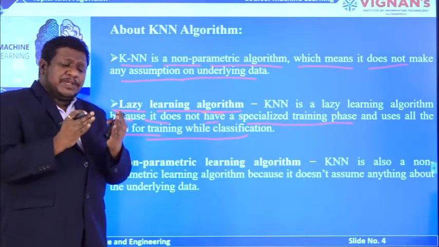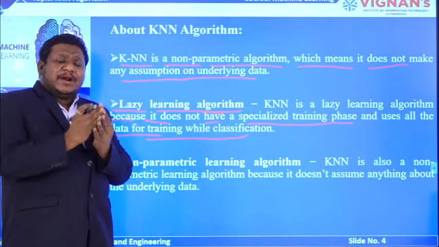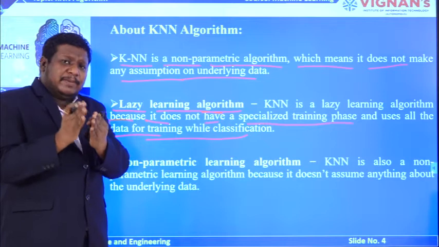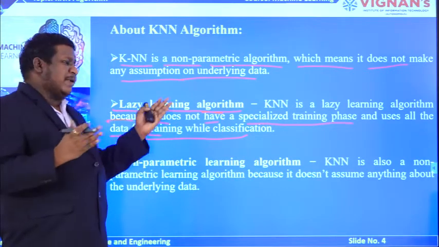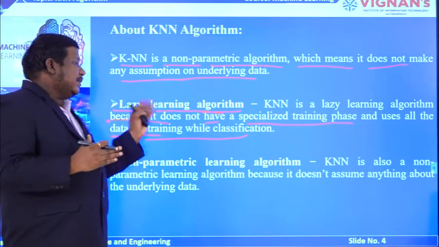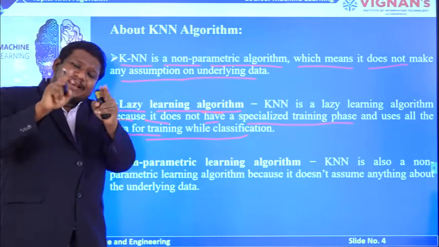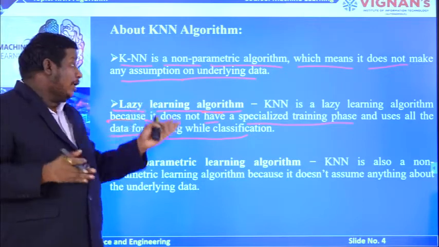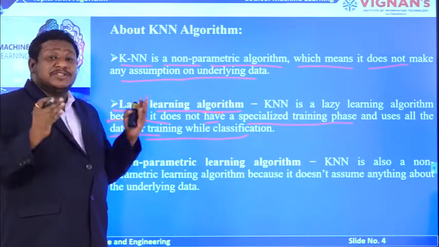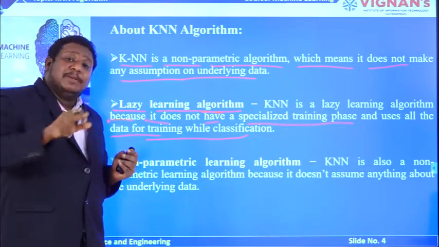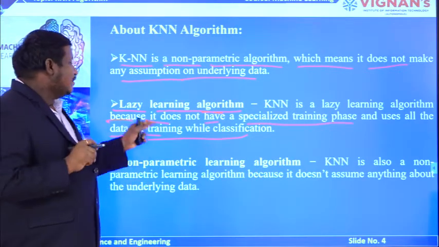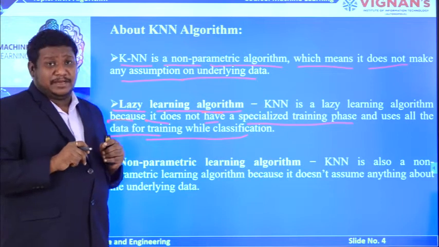Suppose you have some 10 GB of data, and around 5 to 6 GB of that data is related to your particular problem, while the remaining data is not. But in the KNN algorithm, you are going to consider the entire 10 GB of data in the training phase, even the part that is not related to your problem. Still, the KNN algorithm will process that unwanted data also. Hence it can be taken as a lazy learning algorithm. Why?